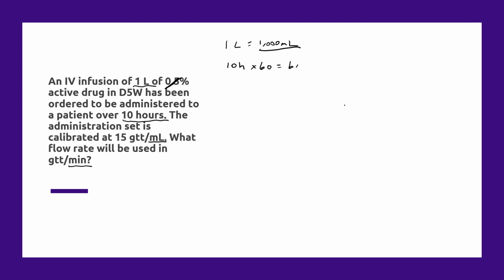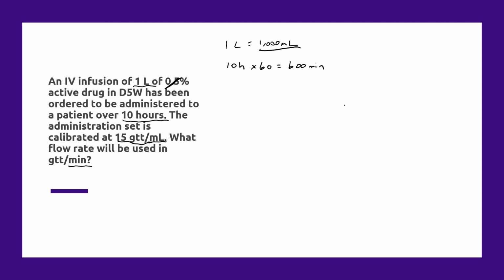And that's going to be 600 minutes. So essentially we're giving 1,000 milliliters over 600 minutes. And now we need to figure out what the flow rate is in drops per minute with a known drop set kit that's calibrated at 15 drops per milliliter.